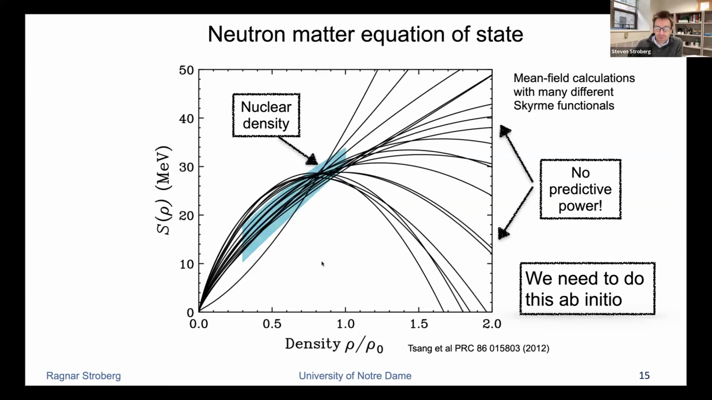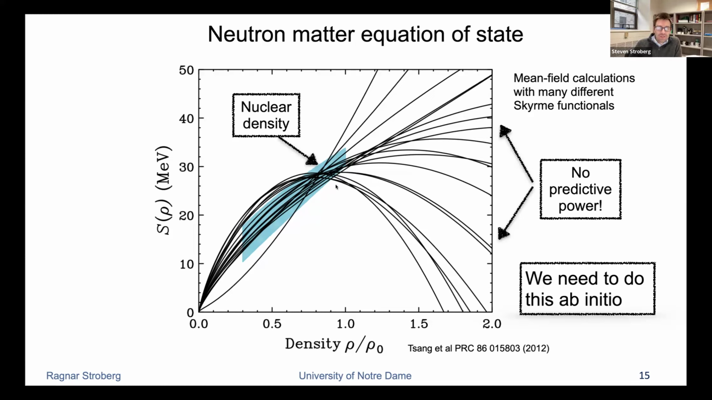So this is an example. This is, okay, now 12 years old. But if you want to calculate the equation of state of neutron matter, so this is basically the energy as a function of density, all these curves are theoretical calculations with Skyrme mean field calculations. And so each line is a different Skyrme functional.